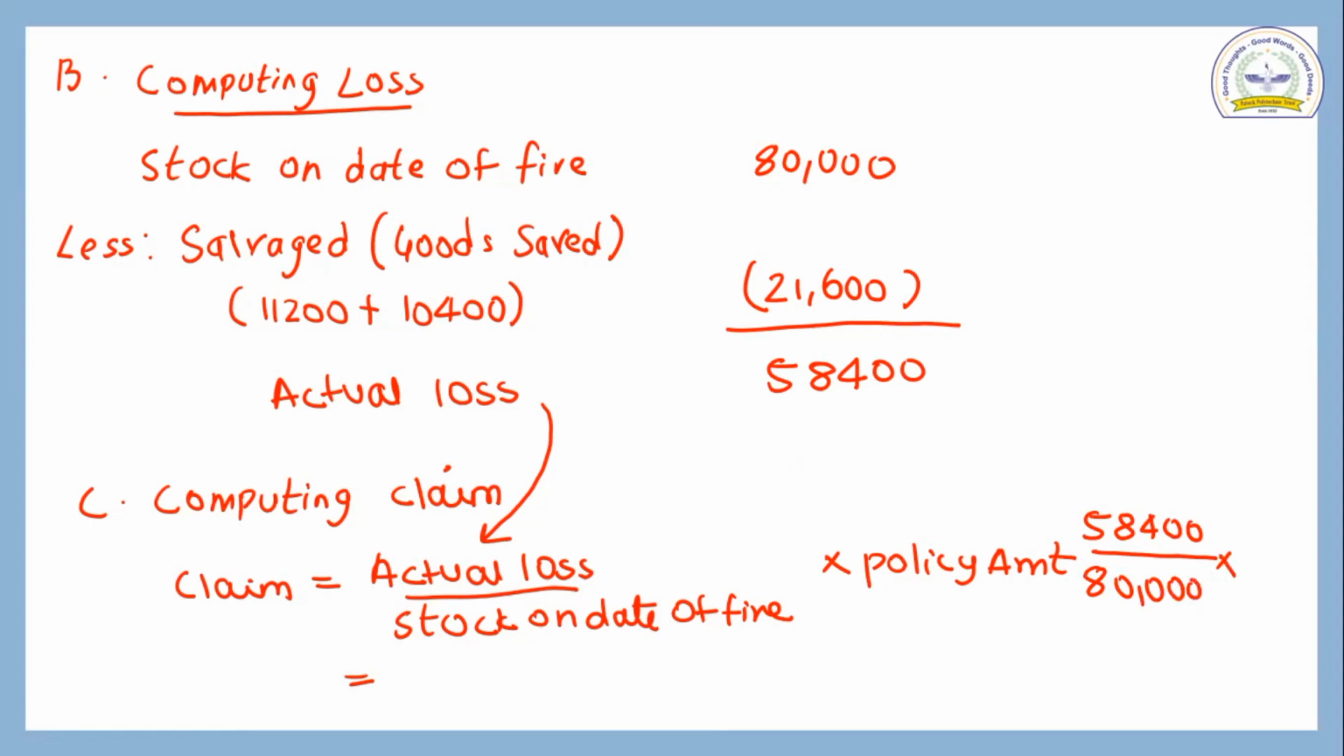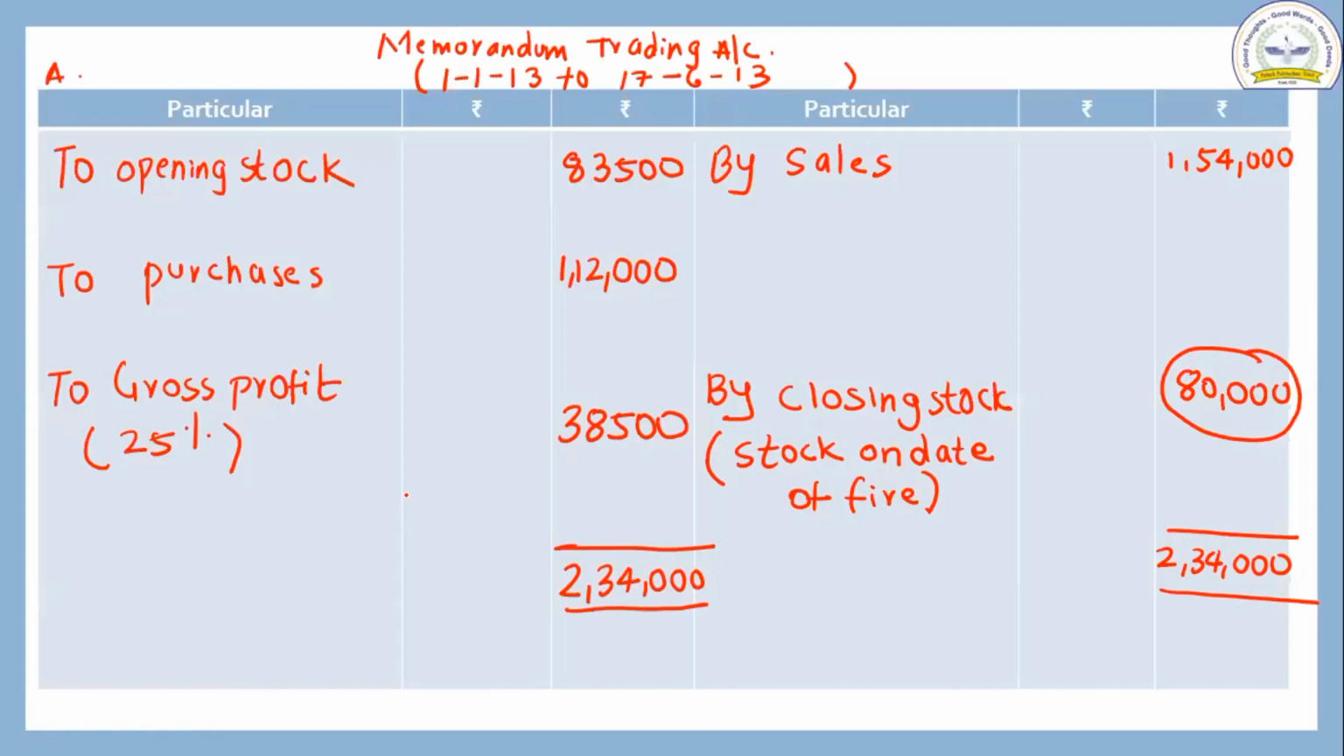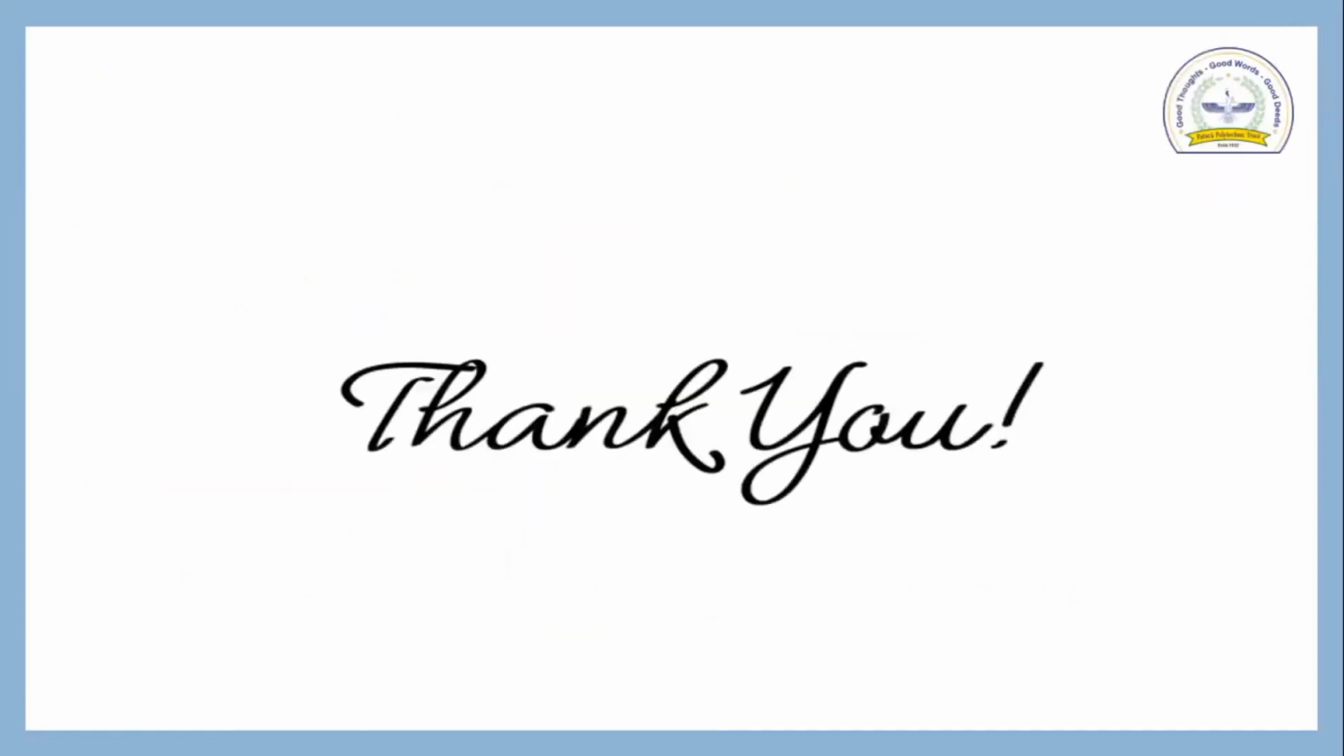Multiply by policy amount, which is given in the question. Policy amount. See, it is written stock was insured for rupees 75,000. We will multiply by 75,000. If we calculate this, then we will get the answer of rupees 54,750. This is the amount which we are going to get as the claim. I hope, students, you have understood this sum. Thank you.